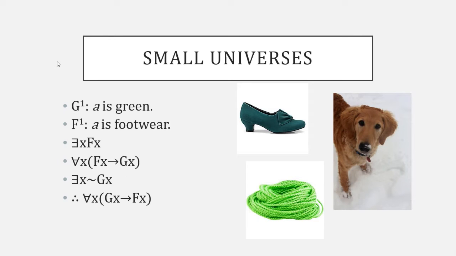Now, suppose that we've got the following two predicates. Something is green and something is footwear. So G is green and F is footwear. Furthermore, we've got the following argument, three premises and a conclusion. And we want to know if this argument is valid.